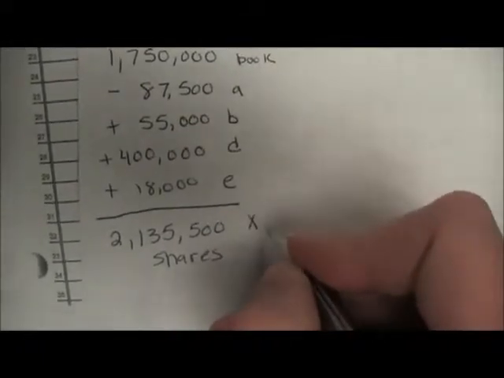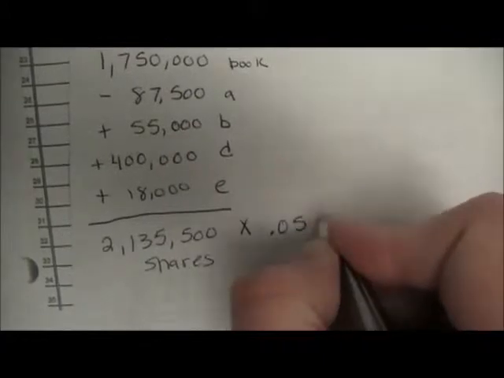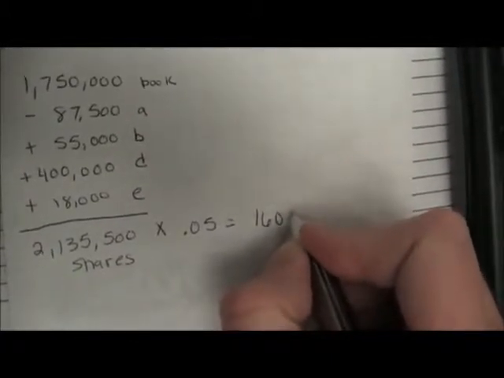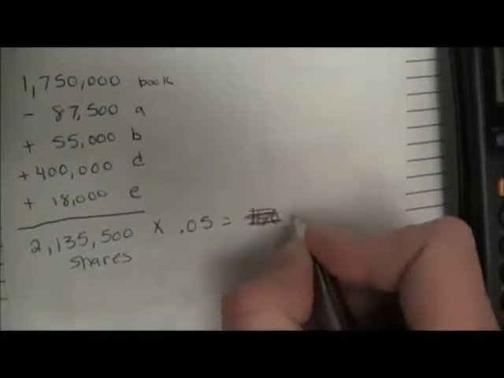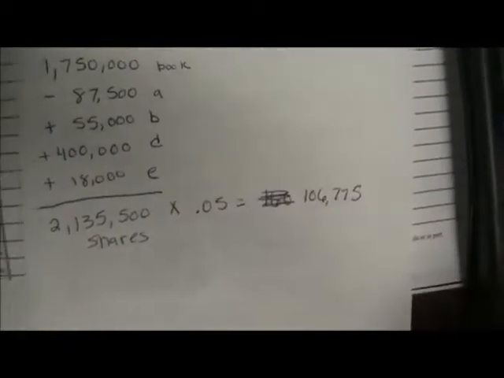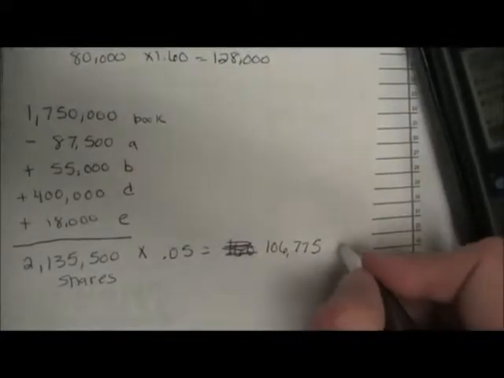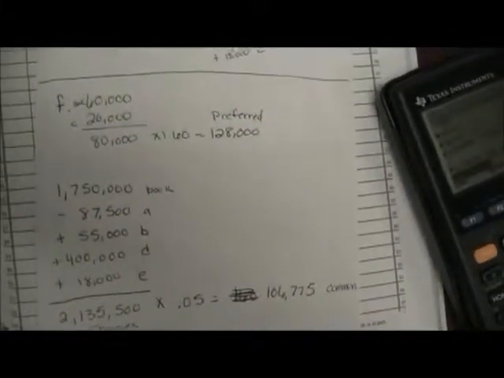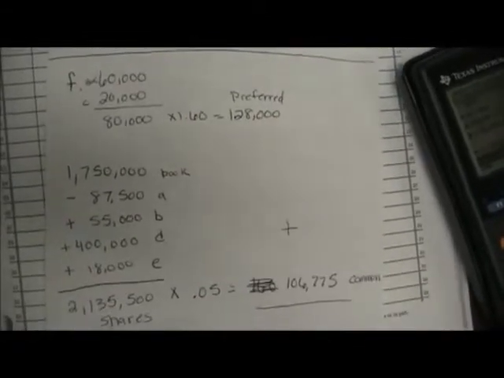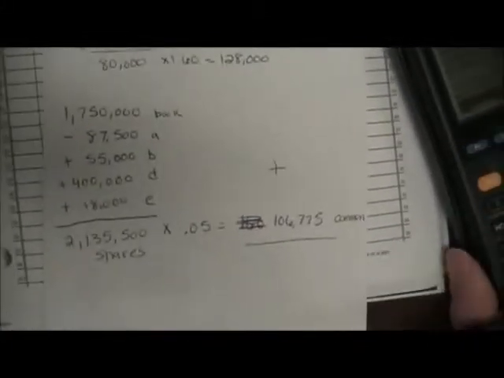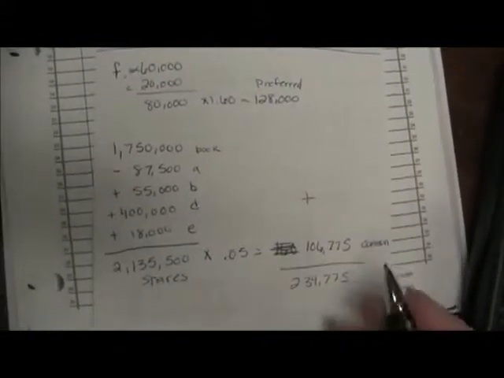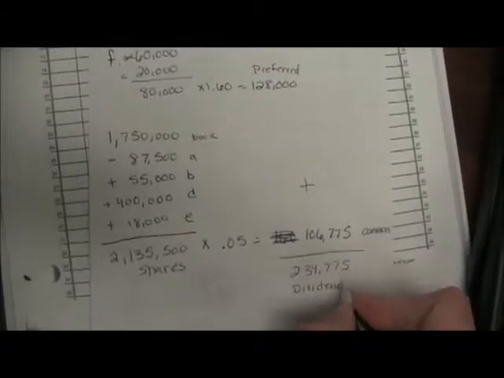We're going to take that number and multiply it by the 5 cents. And we get 106,775. Pardon my temporary dyslexia. And this is our common stock. Now, if we take this preferred number plus this common stock number, we get a total of 234,775, which are the dividends that we need to record.